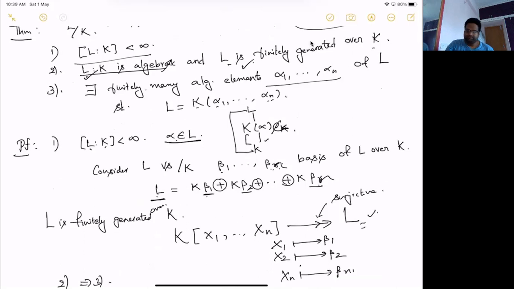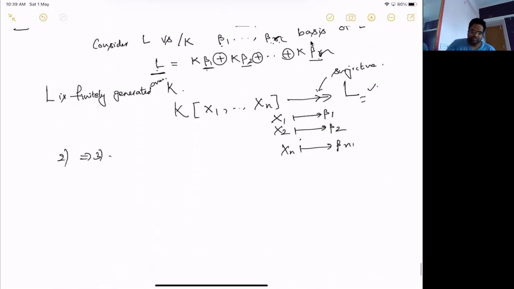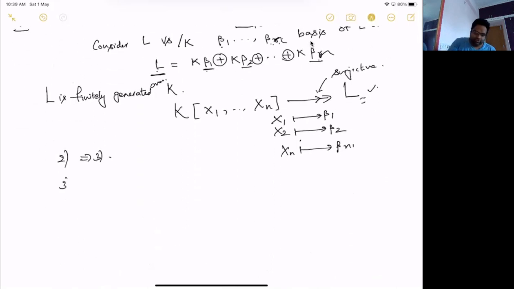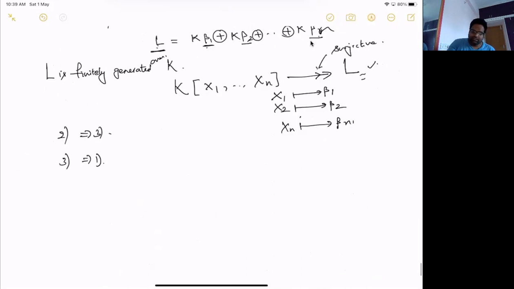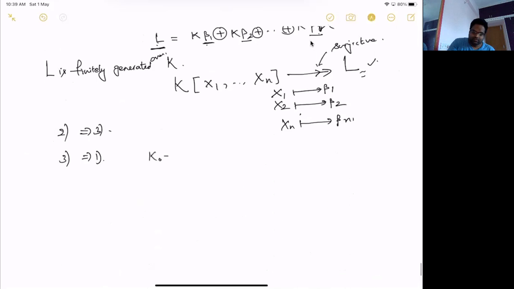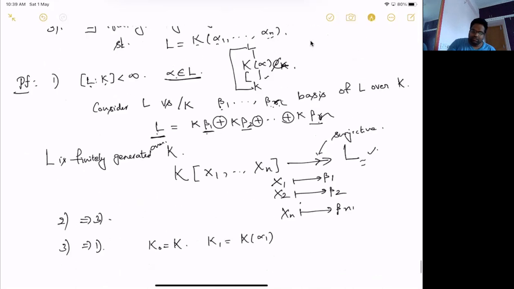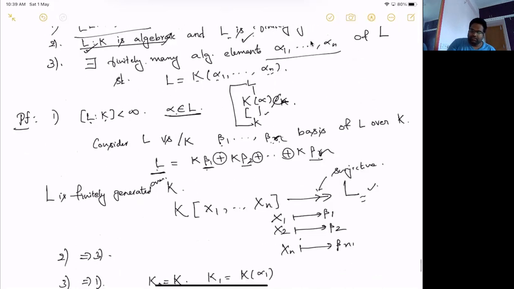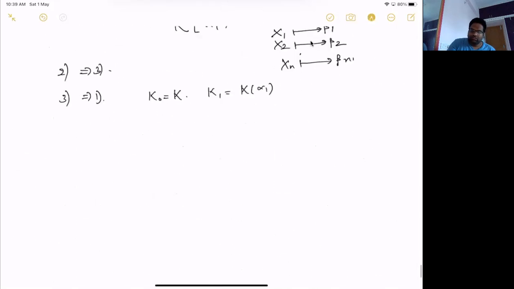Okay, so that 2 implies 3 is trivial. So now you have to show that 3 implies 1. So let K0 be equal to K, and K1 equal to K(alpha 1). Okay, so let us take alpha 1 up to alpha n elements of L such that L is equal to K(alpha 1, ..., alpha n). So we consider this as a tower.